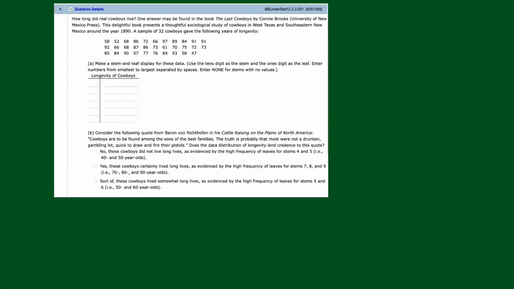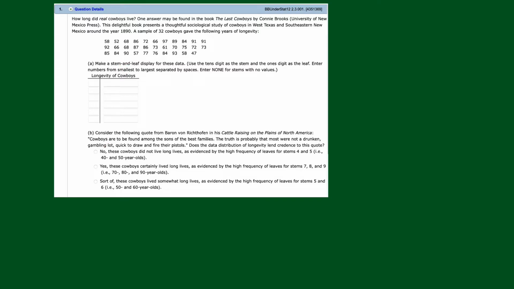Section 2.3, number 1. How long did real cowboys live? So here's something. We've got a sociological study of cowboys in West Texas and southeastern New Mexico, how they lived around the year 1890. We've got a sample of size 32, and we got the following data. What we're supposed to do is make a stem and leaf diagram and then answer some questions.